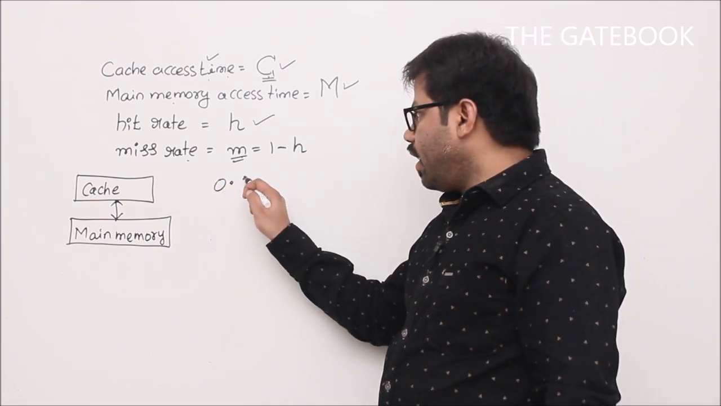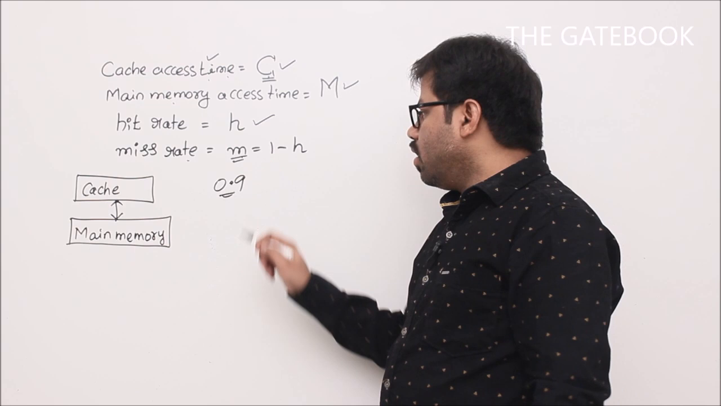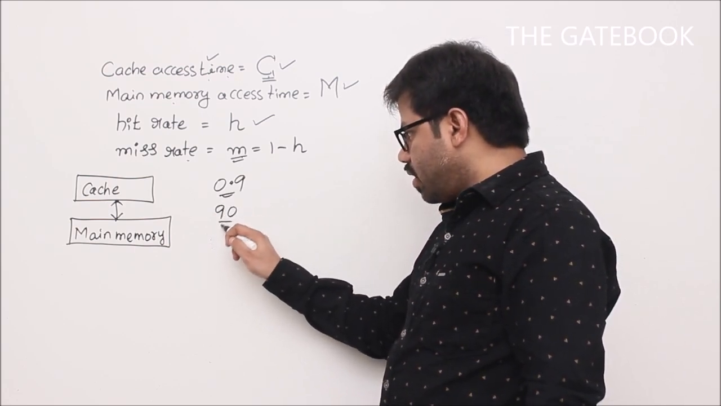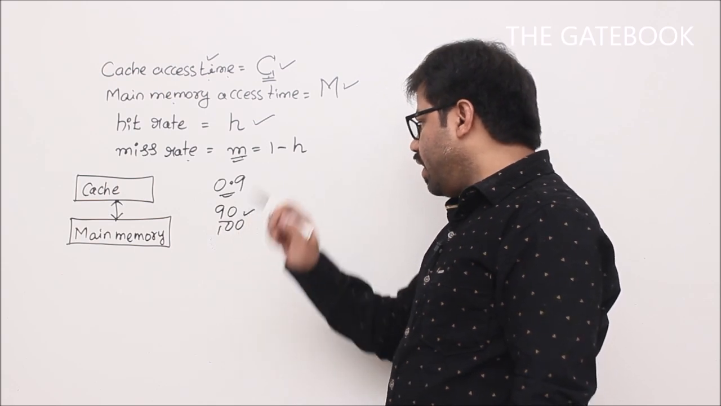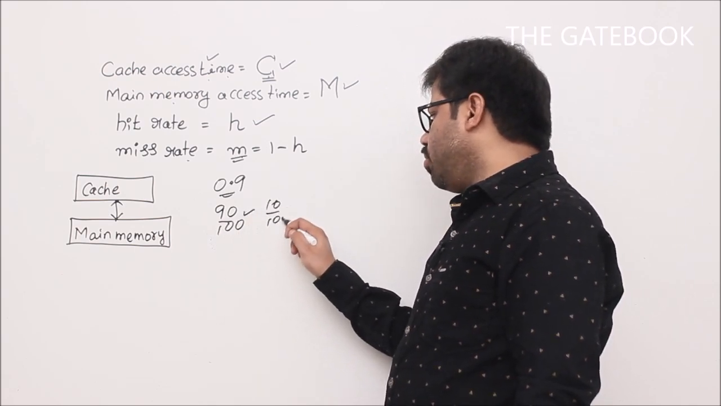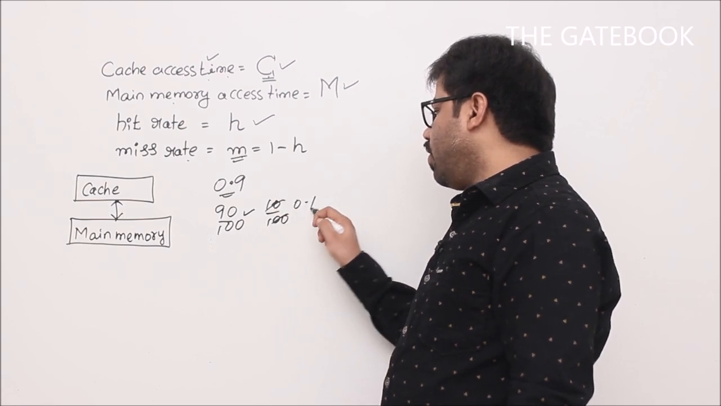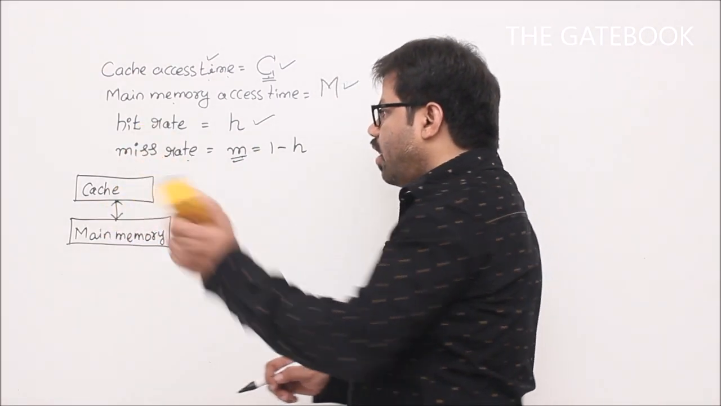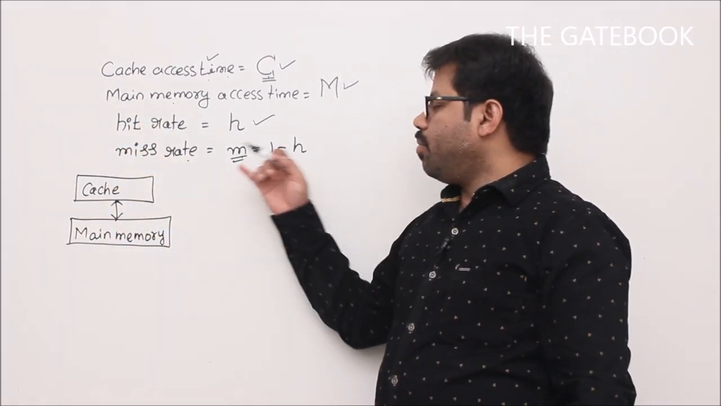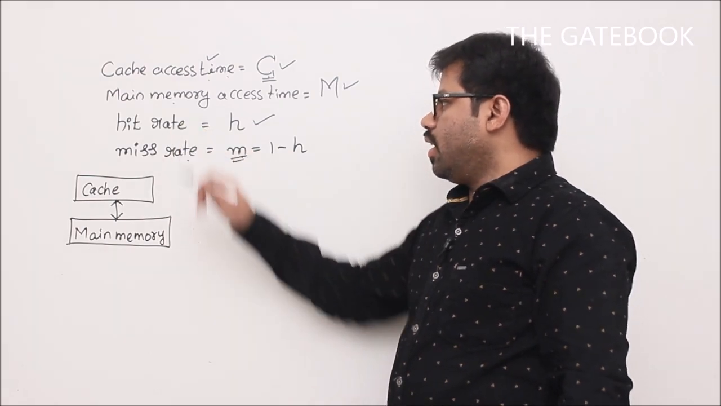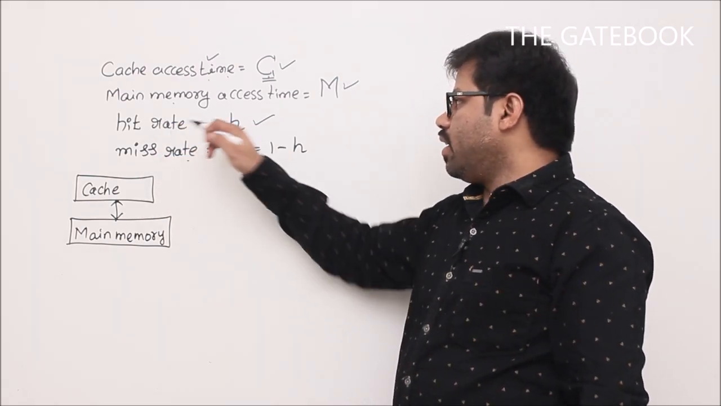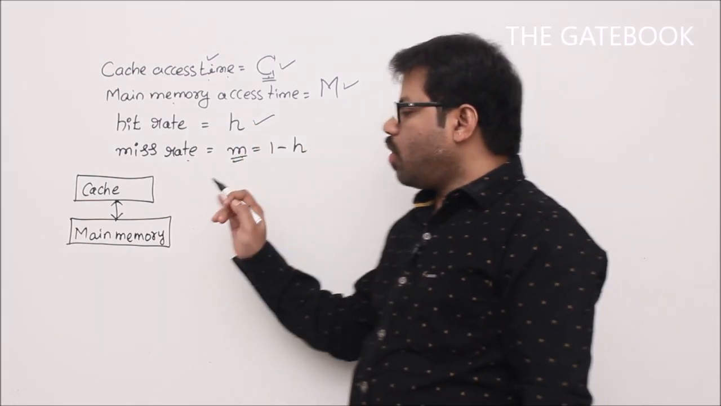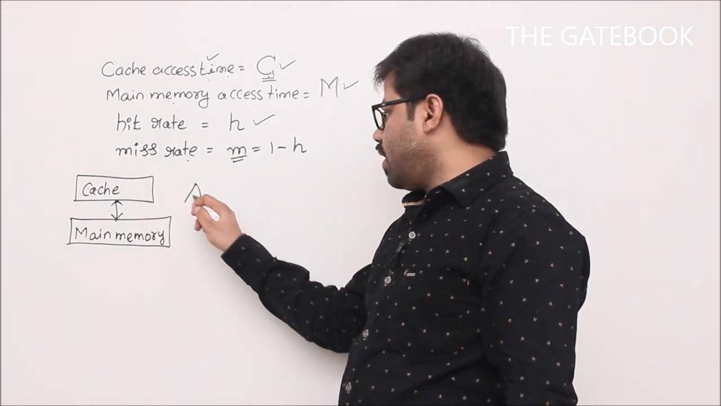Example, 0.9 is the hit rate. That means I can simply extend it to a percentage, right? 0.9 means 90%. That means 90% of the time you are hitting the cache, then 10% of the time you will be missing, that will automatically be 0.1. So it's scaled to 1. Finally, hit rate plus miss rate should be 1. So it's a number between 0 and 1. If hit rate is H, miss rate should be 1 minus H. So in this model we will see what the average memory access time is.